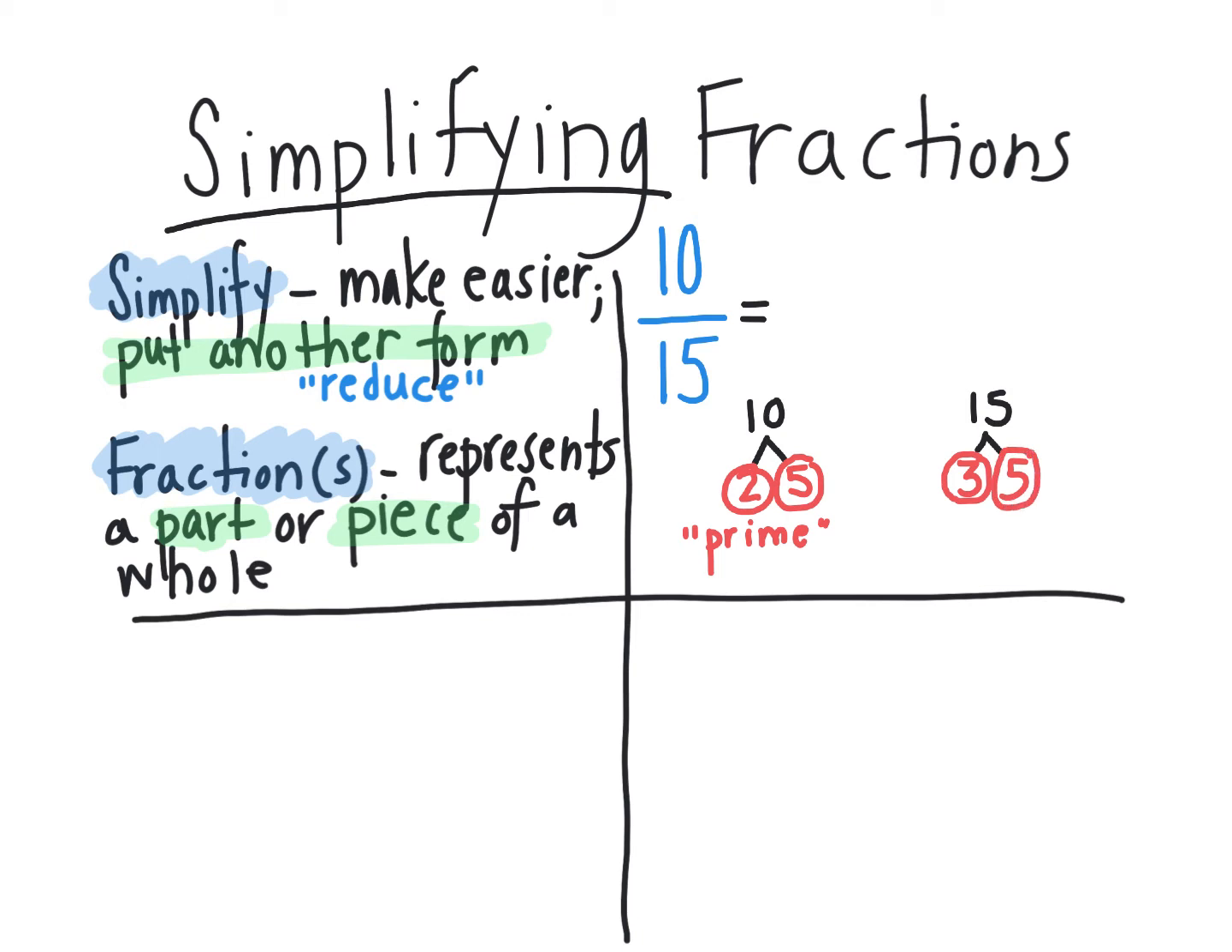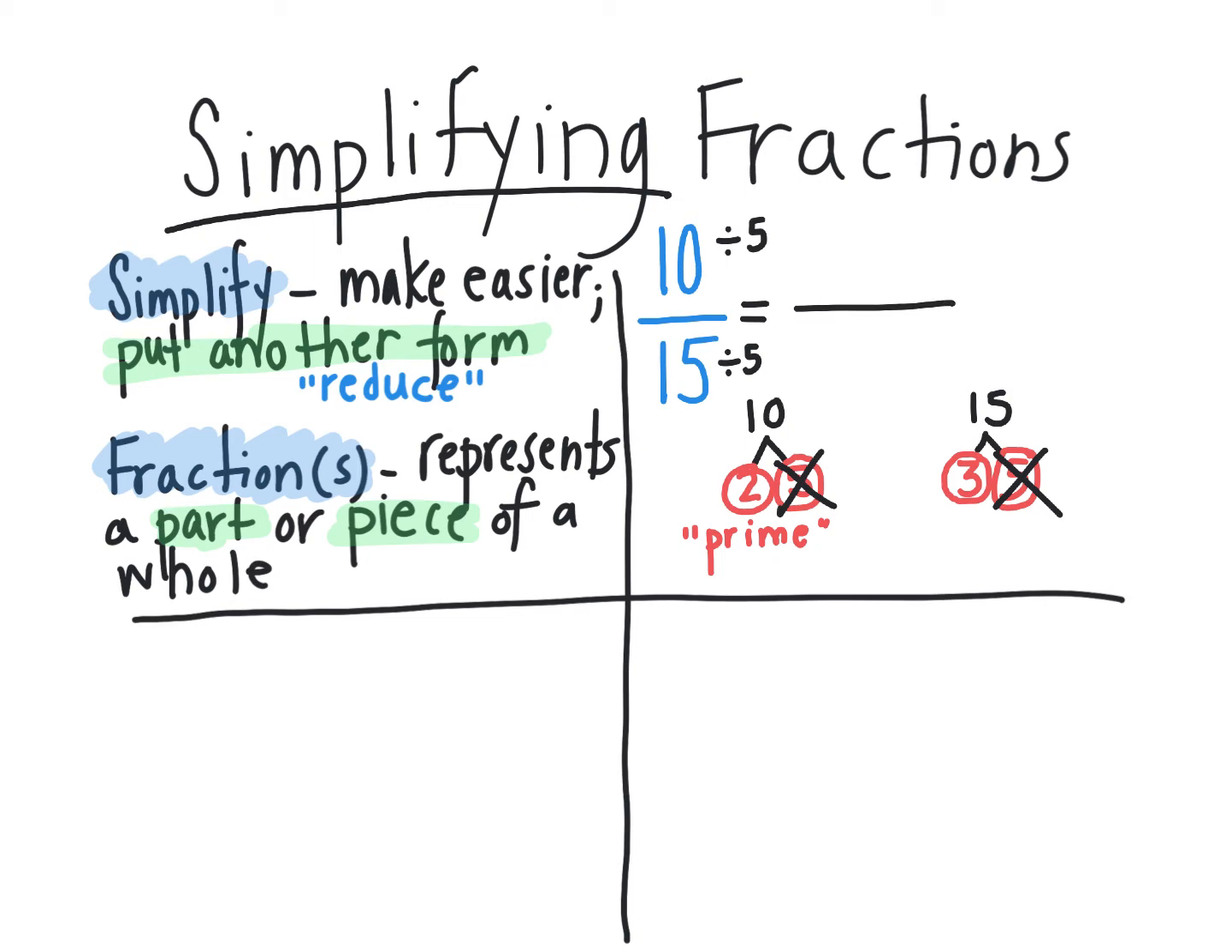Now I look to see, well, who are my twins? Well, I see a 2 here, but there's not a 2 on the other side, so that's not a twin. But what I do see is a 5 here and a 5 here. That means I know I can simplify by using 5. So let's go ahead and do that. To simplify means to divide by 5. So I'm going to make it a little simpler, or I would say it looks a little smaller.